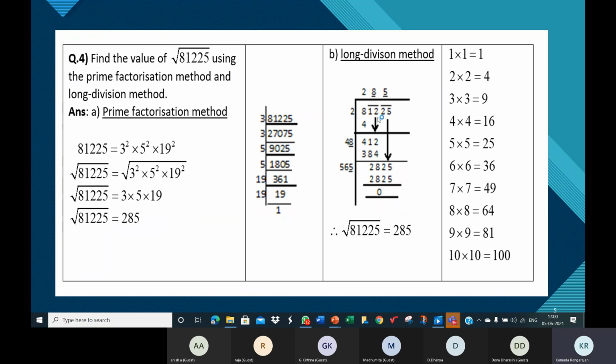If the given number is not a perfect square, the question will be a little different. So when it is find the value of square root of 8, a number like this, it is a perfect square. If it is not a perfect square, the question will be a little different. So when it's given, find the value of, that means it is a perfect square. The value of square root of 81,225, it is a perfect square. So you want a zero remainder.